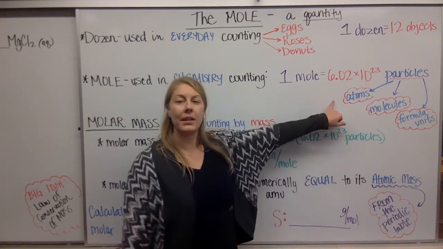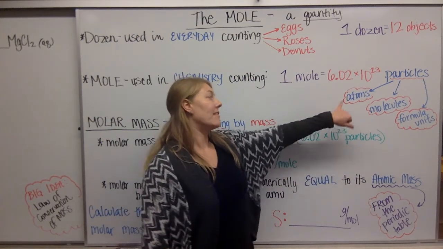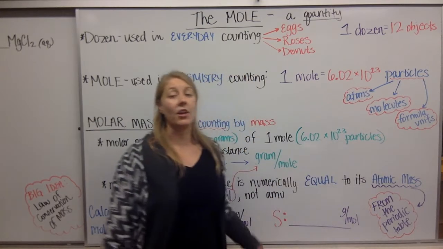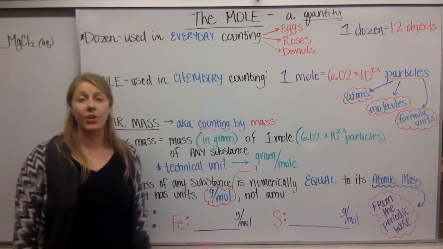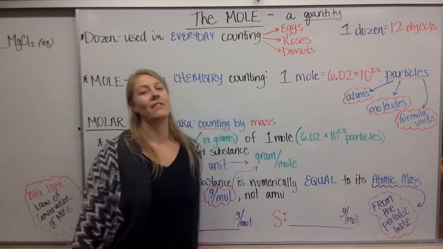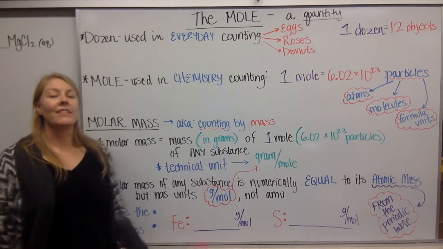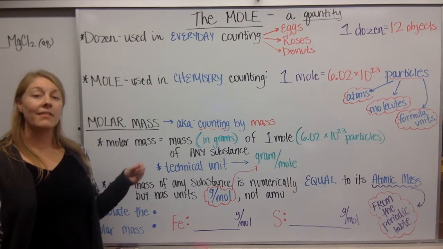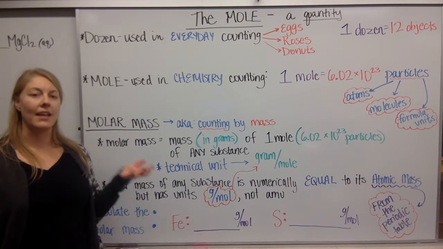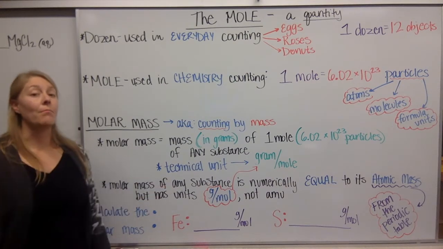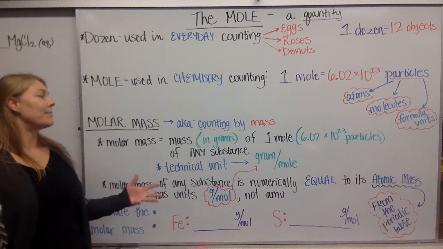The particles that it typically refers to in chemistry are atoms, molecules, formula units. It could be 6.02 times 10 to the 23rd ions, or people. That's a lot of people, 6.02 times 10 to the 23rd. It's a very large number, and chemistry particles are very, very small, and so it makes it ideal for actually counting in chemistry. Now, what we typically use it for, most commonly, is counting by mass.